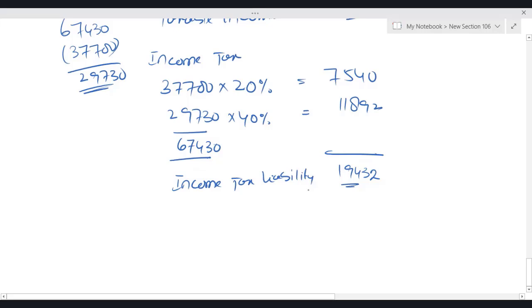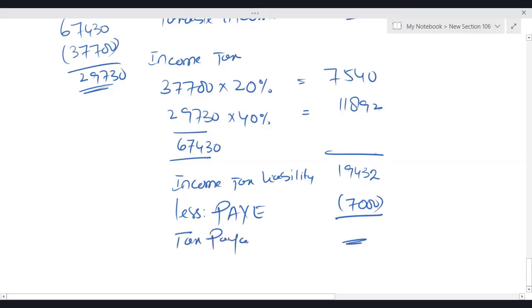Even though the income tax liability is 19,432, this individual has already paid tax as PAYE of 7,000. So less pay as you earn, which is 7,000. Here comes now tax payable. Tax payable means this individual will still have to pay 12,432. Now there's one question.